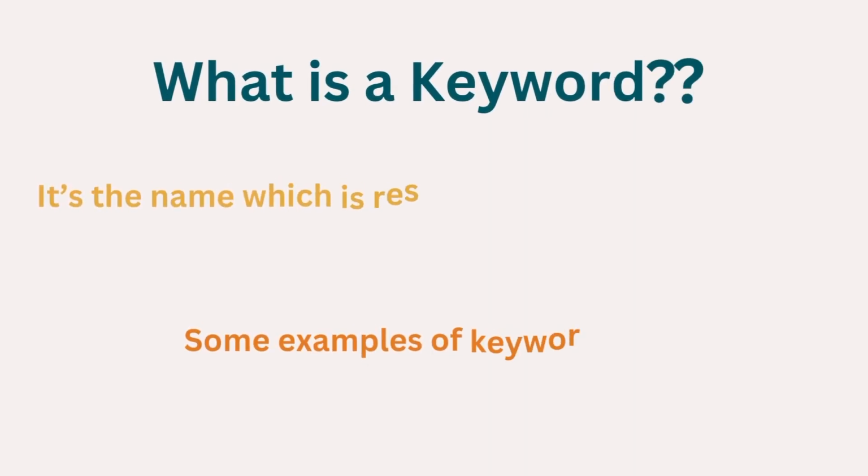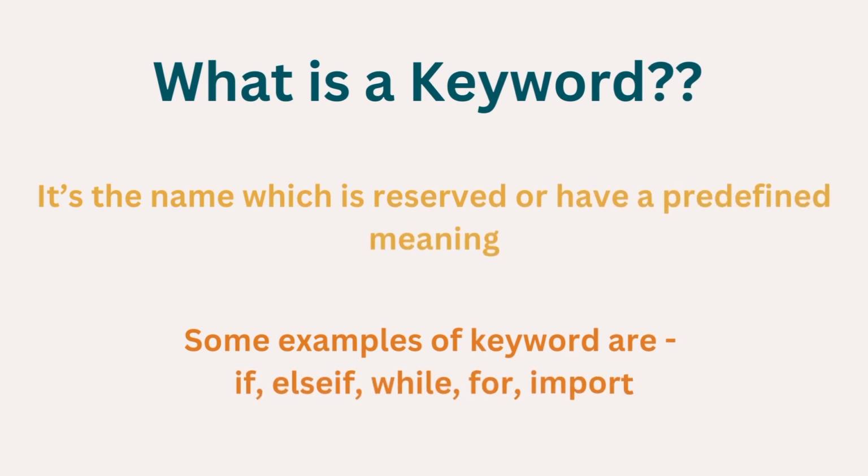So now, what is a keyword? A keyword is a pre-reserved word of the programming language, which means you can't use these words as an identifier. For example, if, else, while, for, import, etc.